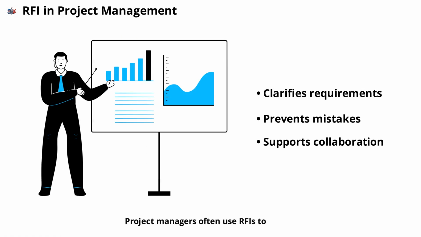Project managers often use RFIs to clarify project requirements or resolve uncertainties. For example, if a construction project encounters an unexpected issue, the manager might send an RFI to the architect or engineer for clarification. This ensures that everyone is on the same page and helps prevent costly mistakes or delays.